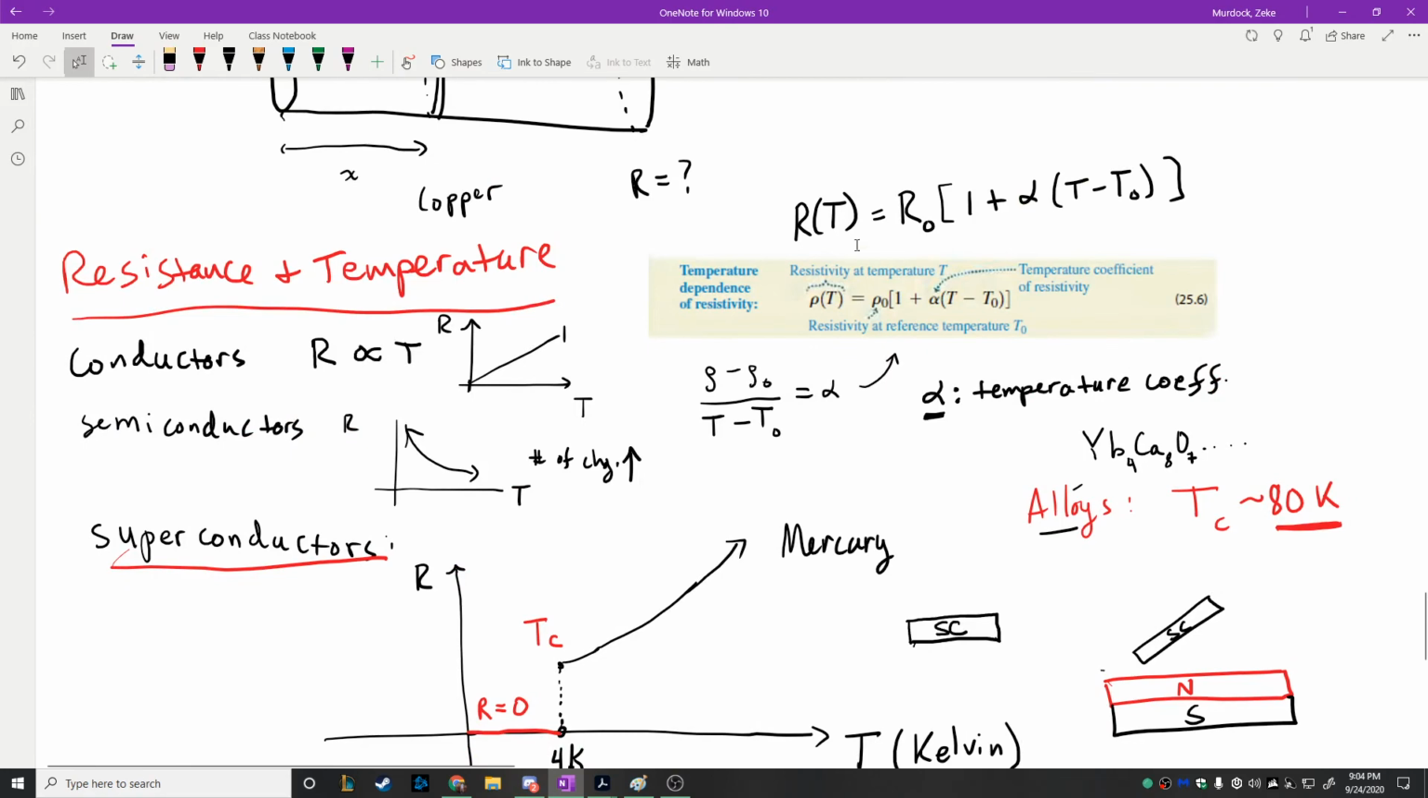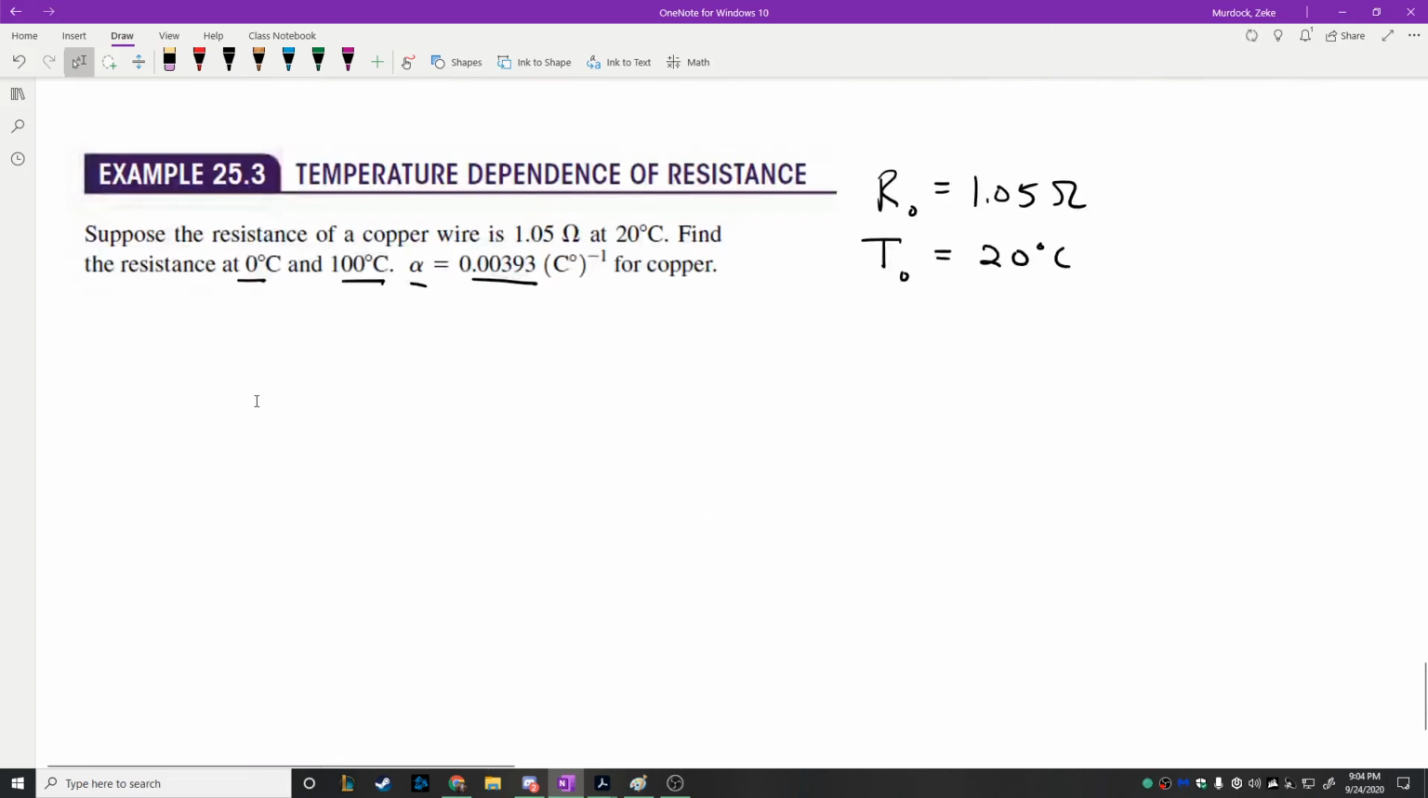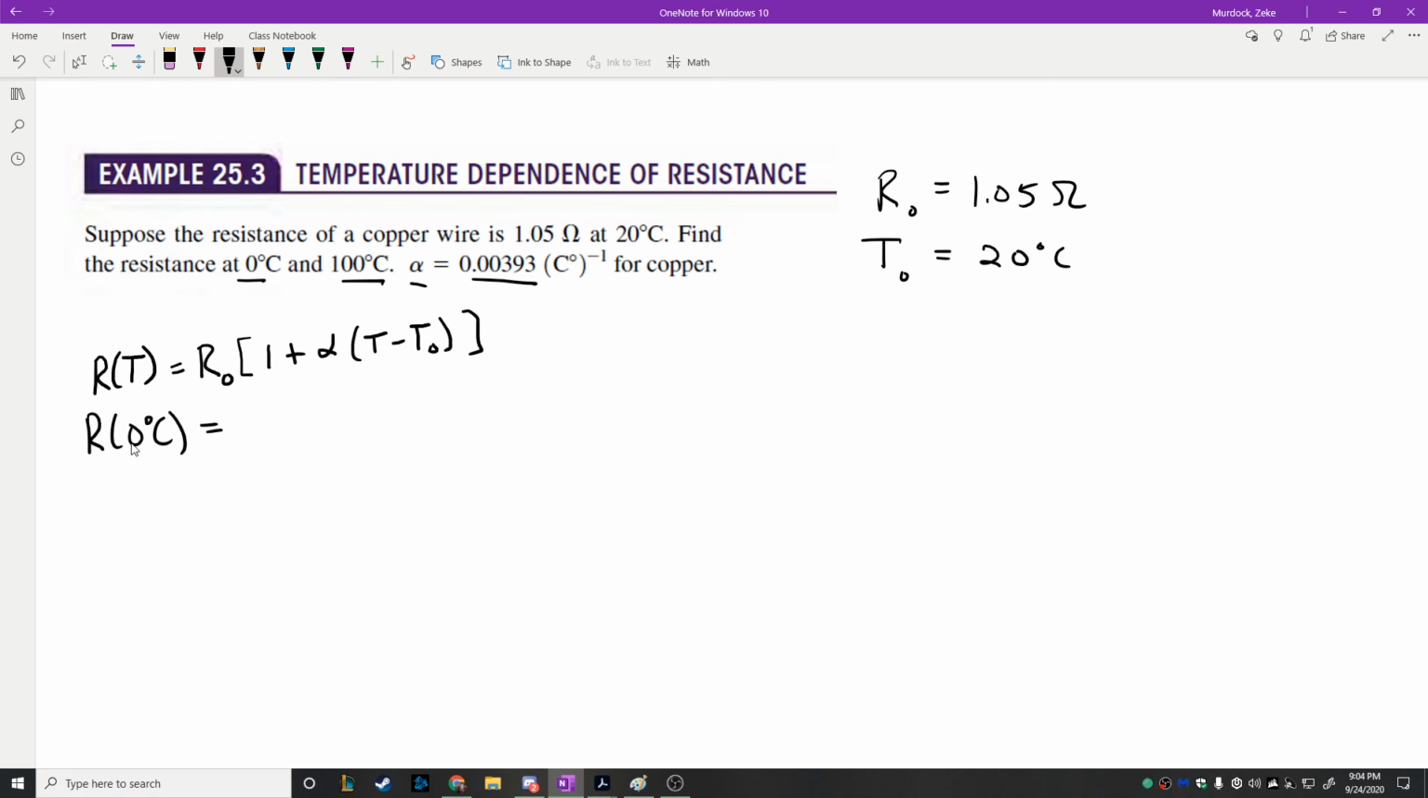We're going to use this equation right here, or realistically this one. Let's block this one in. So the resistance at 0 degrees Celsius would be 1.05 ohms, and then we multiply by 1 plus alpha times T minus T naught. So this T is 0 degrees Celsius, the value we want to find here, minus 20 degrees Celsius. That's it.